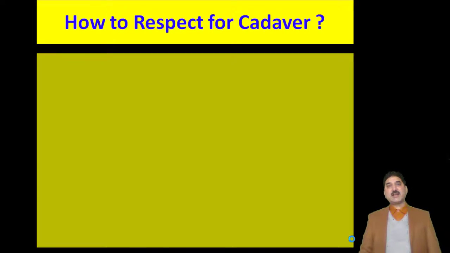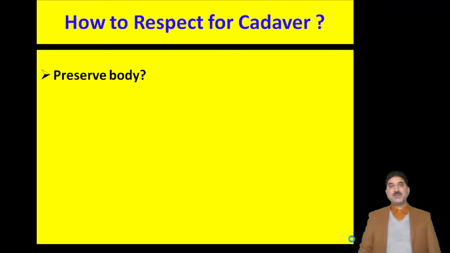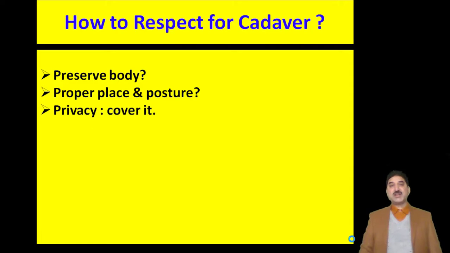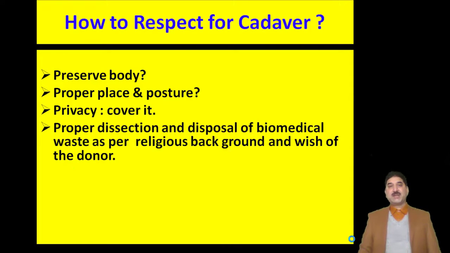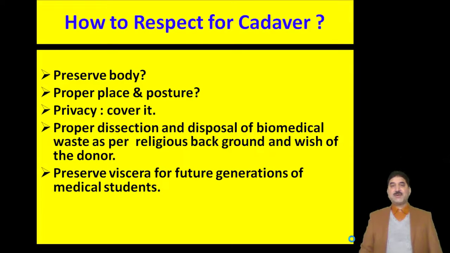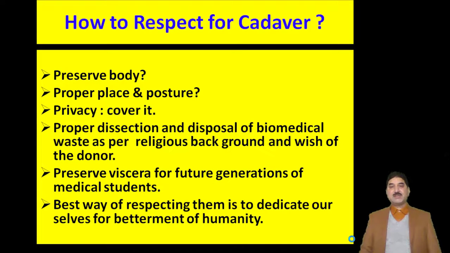Now, how to respect a cadaver in the dissection hall? First of all, we have to preserve these precious bodies, keep cadavers at proper place and in proper posture. For privacy, bodies should be covered. Proper dissection and disposal of the biological waste as per the religious background of the donor should always be kept in mind. Preserve viscera for future generations of medical students. The best way of respecting these cadavers is to dedicate ourselves for the betterment of humanity.